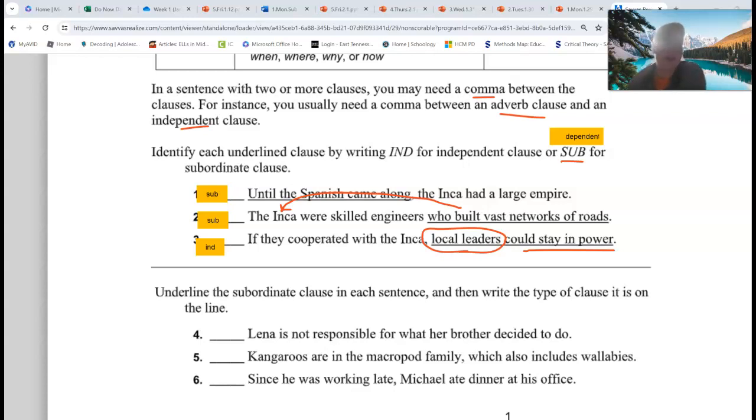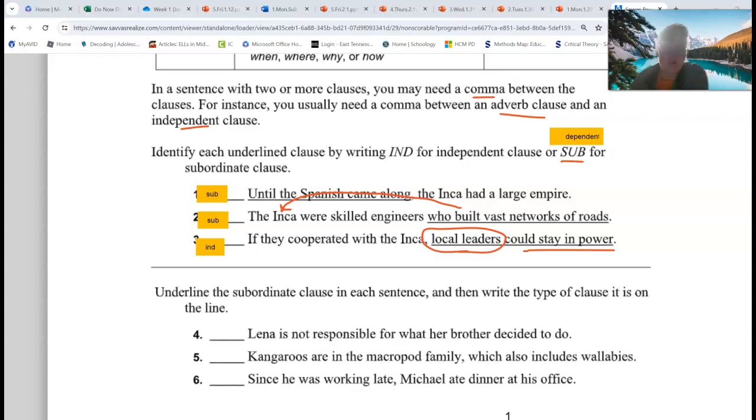Okay, now I need you to pause me, try the ones, the 4, 5, and 6, and then come back and see if they are correct. Okay, welcome back. Underline the subordinate clause in each sentence and then write the type of clause it is on the line. Okay, Lena is not responsible for what her brother decided to do.